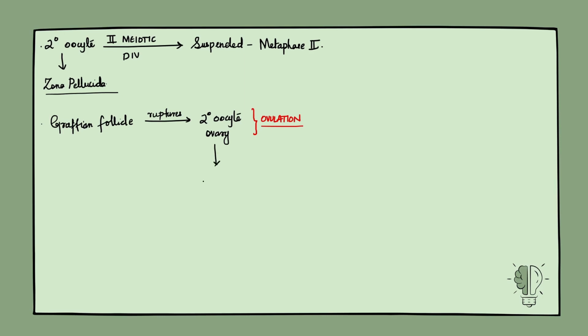Now the secondary oocyte enters the fallopian tube where it completes the second meiotic division when the secondary oocyte fuses with the sperm. So the secondary oocyte enters the fallopian tube where it completes the second meiotic division when it fuses with the sperm, and it forms a large cell which is called the ovum and a small second polar body.